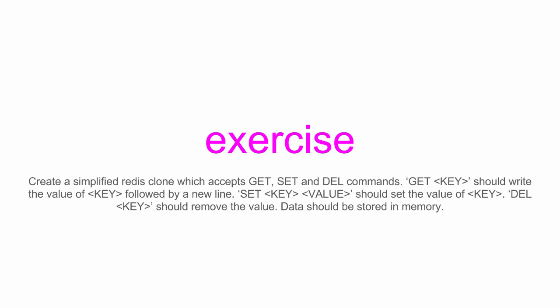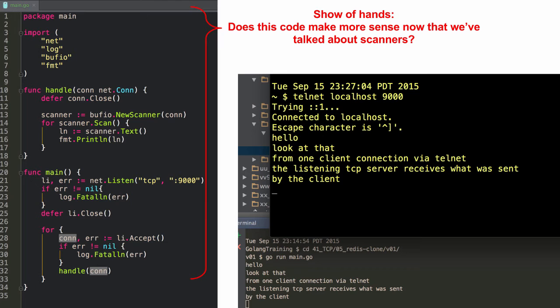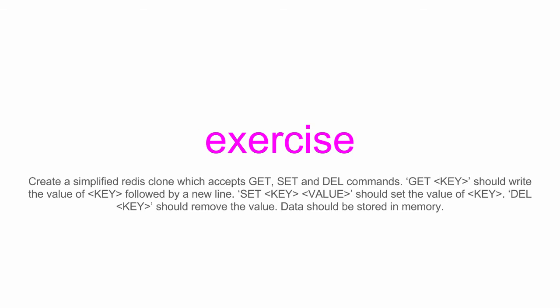Okay. And so here's the exercise. Create a simplified Redis clone which accepts get, set, and delete commands. Get key should write the value of key, followed by a new line. Set key value should set the value of key. And del key should remove the value. Data should be stored in memory. Okay, well that is a little easier to wrap my head around. But how do we go from this to being able to store things and retrieve things?